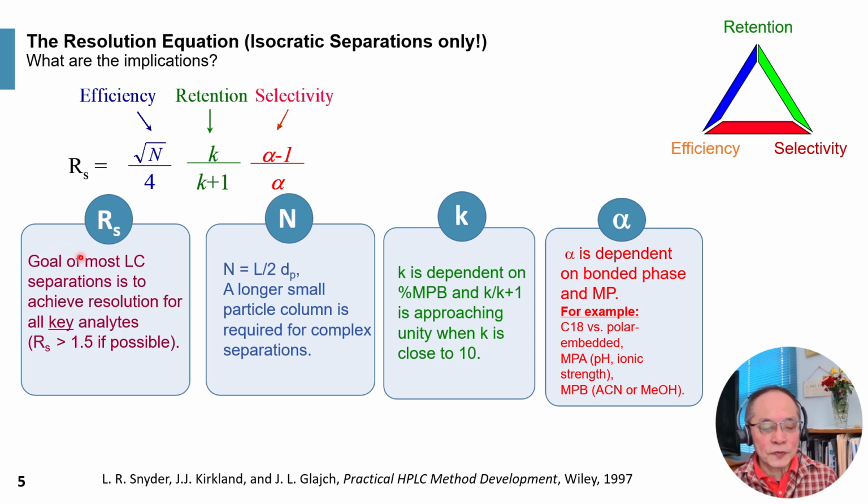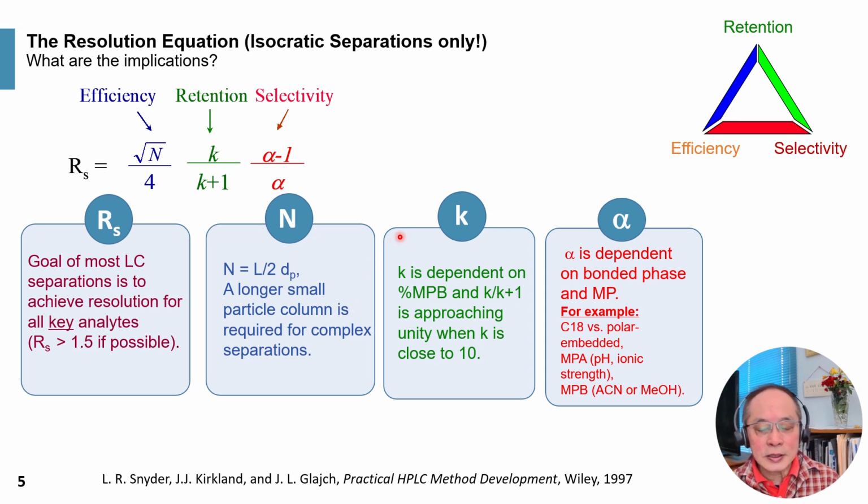Here are some of the implications for resolution, right? The goal of most HPLC separations is to achieve resolution for all key analytes with a baseline resolution over 1.5 if possible. N is the plate count or column efficiency. Typically, the estimation for plate count is equal to the column length L divided by 2 times the particle size. So a longer, small-particle column with high efficiency is really desirable or required for complex separations because it would improve the overall resolution of all the components.